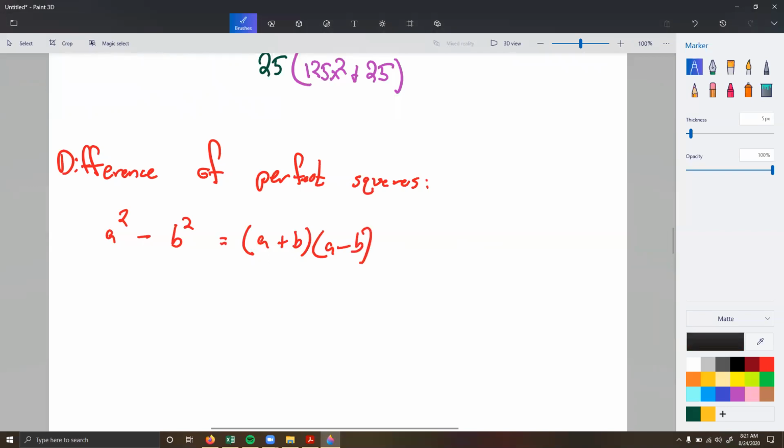And just as like a super quick example, let's say I have 9 minus x squared.